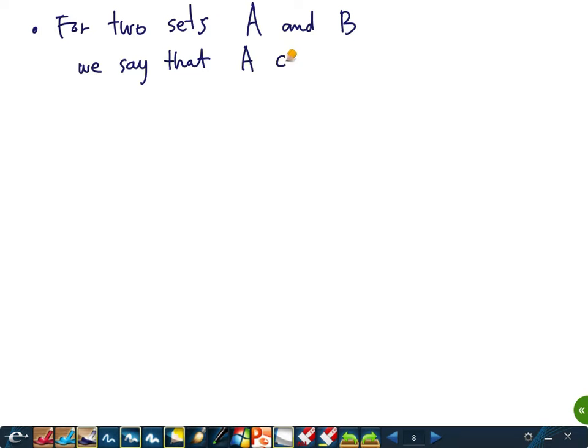So for 2 sets, we can say that they are equal or not. But there are also other ways to compare 2 sets. Even though they are not equal, we can say some things. There can be some relations between 2 sets. For 2 sets A and B, we say that A contains B. Or in other words, B is contained in A, they mean the same thing.